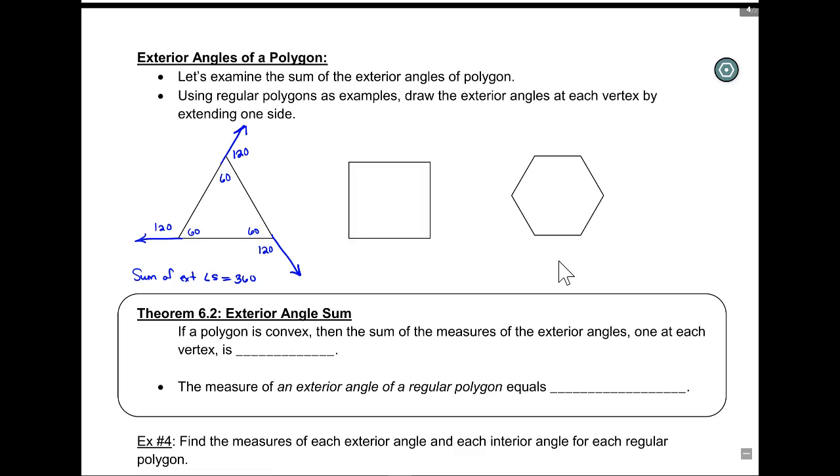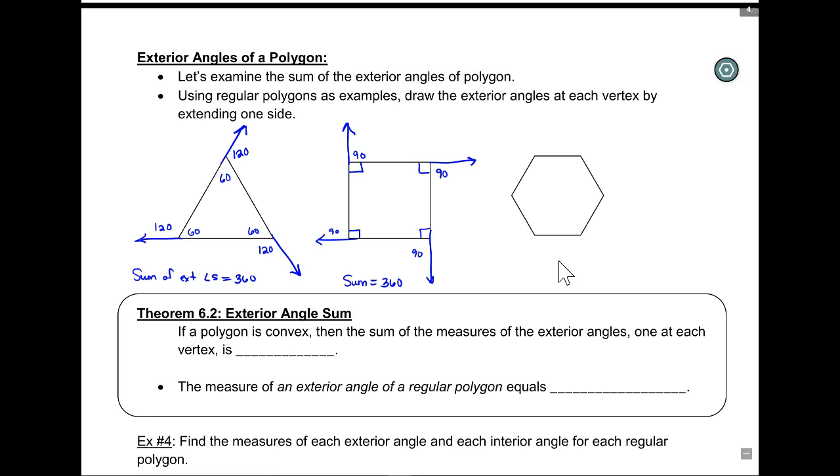Again, we're going to assume this is a regular polygon, so we're going to assume all of these are right angles. So I'm going to extend one side, so that has to be 90. Extend one side, 90. Extend one side, that's 90. 90. So if I add 90 plus 90 plus 90 plus 90, I get a sum of all the exterior angles is 360 again. So I increased the number of sides, but it didn't change the sum.